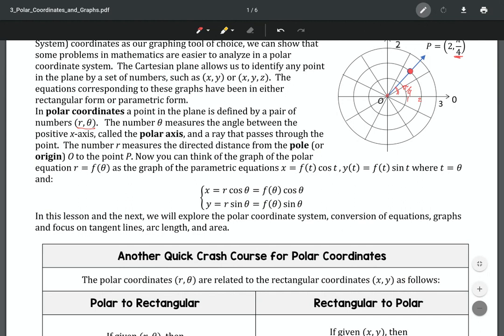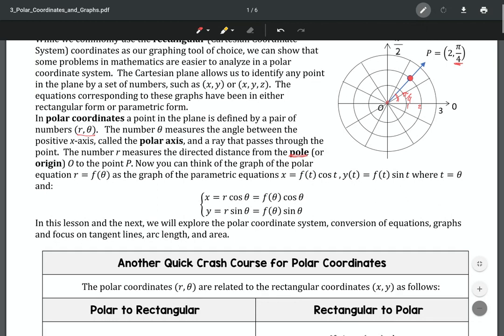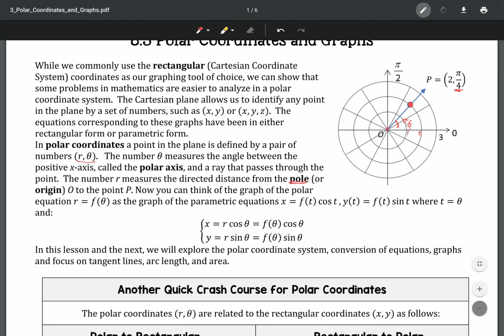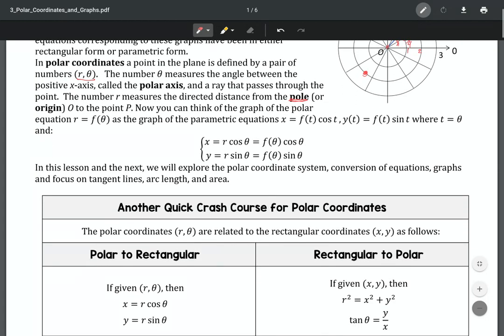Now, you'll hear the word pole sometime in this lesson, and when we talk about the pole, we're talking about the origin. Another thing to note that can be a little confusing is that if r was negative, that would actually be the opposite direction. It would actually go like that, and that point would be on the other side. Does that make sense? So just be aware of that. That may happen a few times in here.